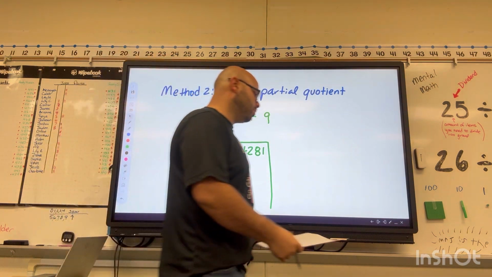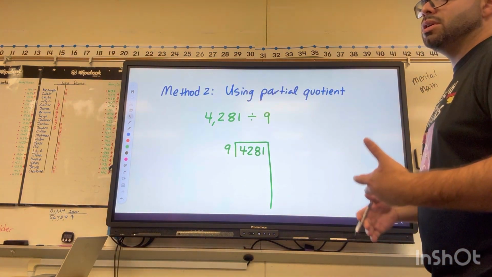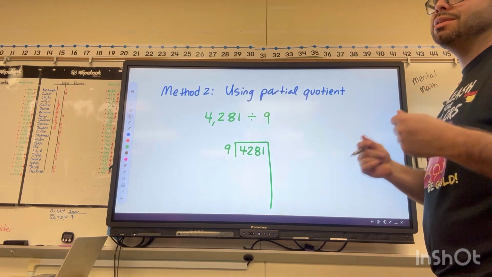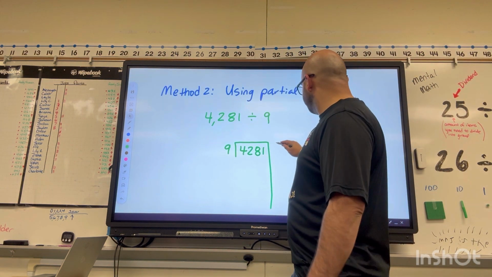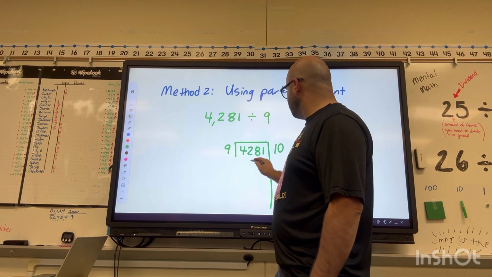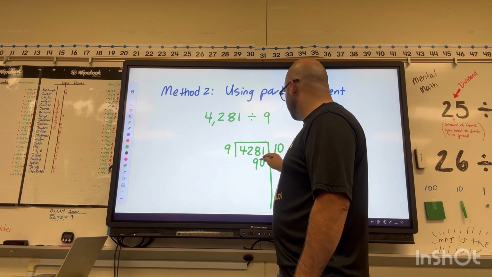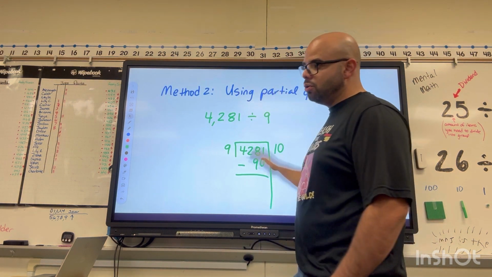Now, using partial quotients, this is where it comes in. That's why this method is very useful, because it's utilizing easy math. Now, if I wanted to use 10, for example, 10 times 9 equals 90. Now, I could continue using 10, right? I could continue using 10.